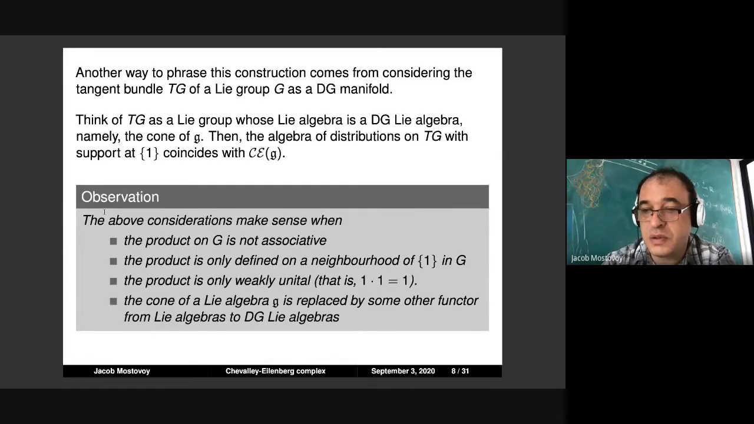So it kind of makes sense to replace the cone by something else and ask, what does the universal enveloping algebra give you? And well, I can tell you what it's all about. There is a completely natural differential graded Lie algebra associated to any Lie algebra, or actually any Leibniz algebra. And if we take the construction of the Chevalley-Eilenberg complex with this cone, then we get Leibniz homology instead of the usual homology.